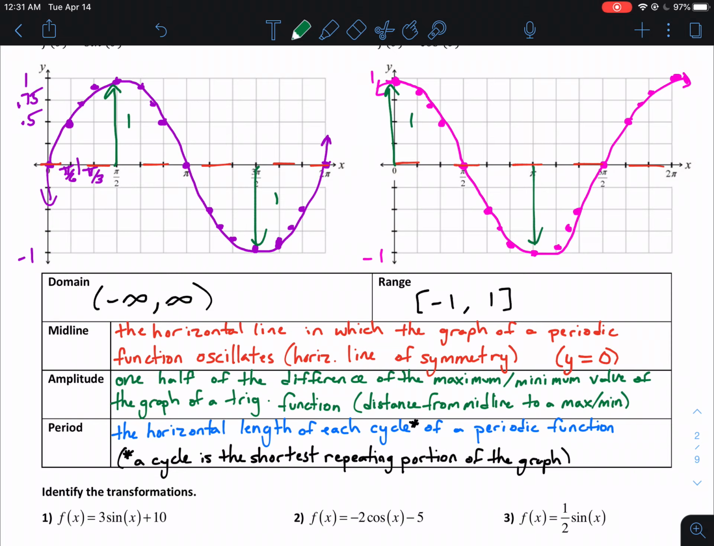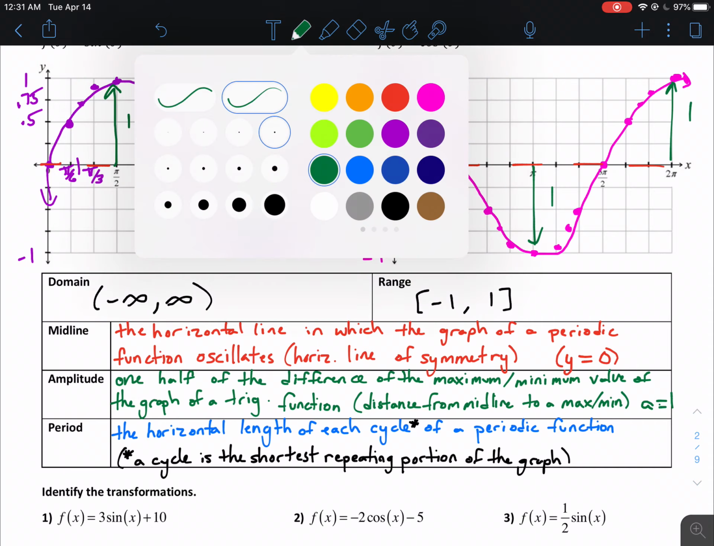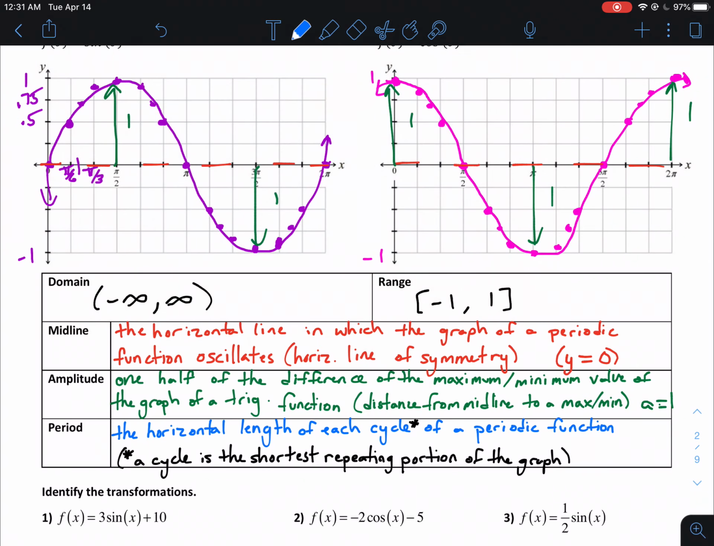So amplitude will always be a positive number. And so you can see in both of these cases, for our parent function, the amplitude was positive 1. The period is the horizontal length of each cycle of a periodic function. And a cycle is the shortest repeating portion of the graph. In both of these cases, we were able to actually graph one period. So one period started at 0, and then it would have started repeating after 2 pi.